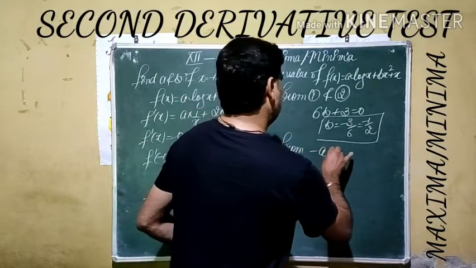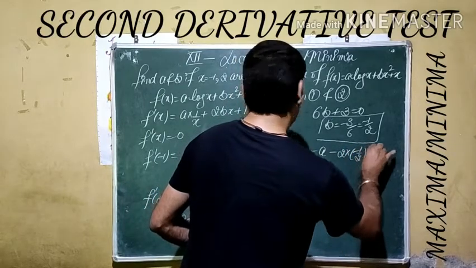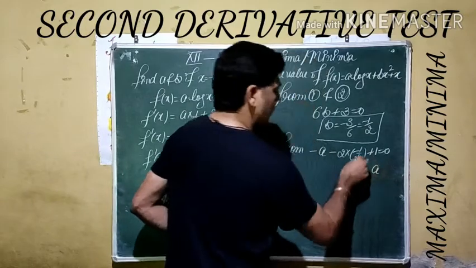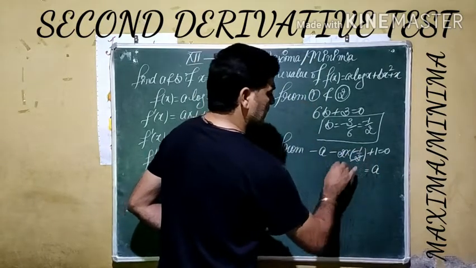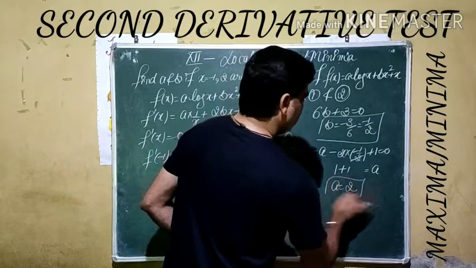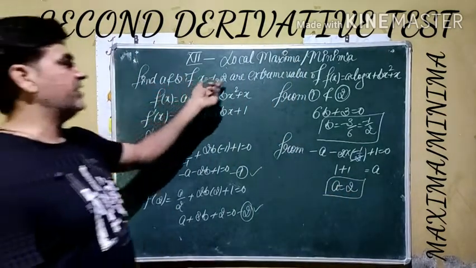First result is minus a minus 2 times of b plus 1 should be 0. We are shifting a on the other side to make it positive. From here 2 cancel out, it becomes overall plus 1 plus 1. So value of a comes out 2. There is no need to check because our question is find a and b when extreme values are given.